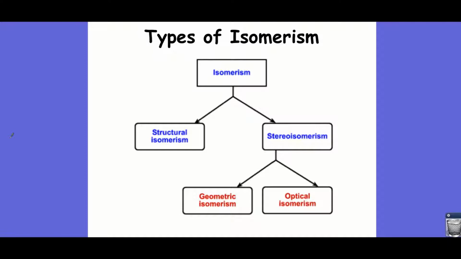But there are different types of isomers. Structural isomerism is what you have looked at since National 5. But this week, we're going to have a think about stereoisomerism, of which there are two types: geometric isomerism and optical isomerism. And we're going to look at both of these in quite a bit of detail.